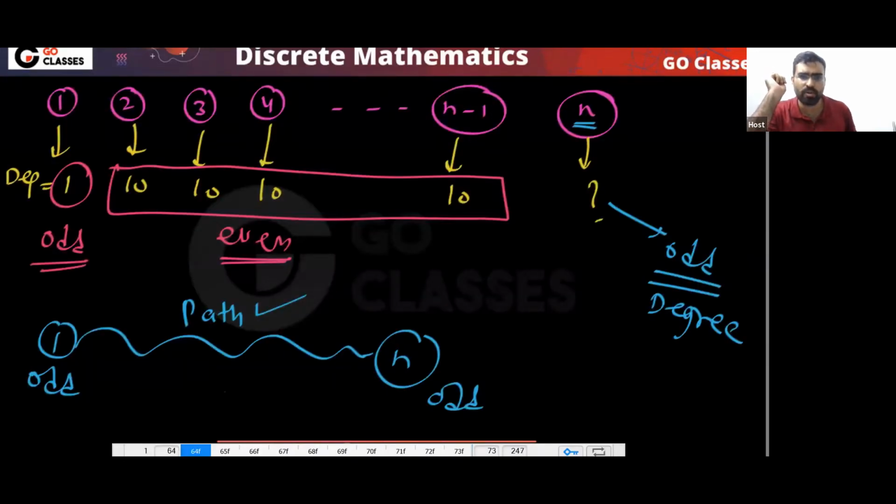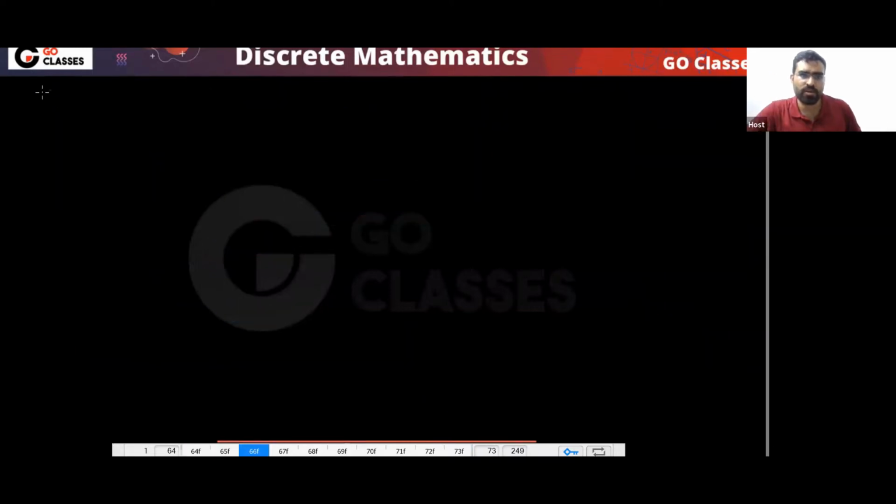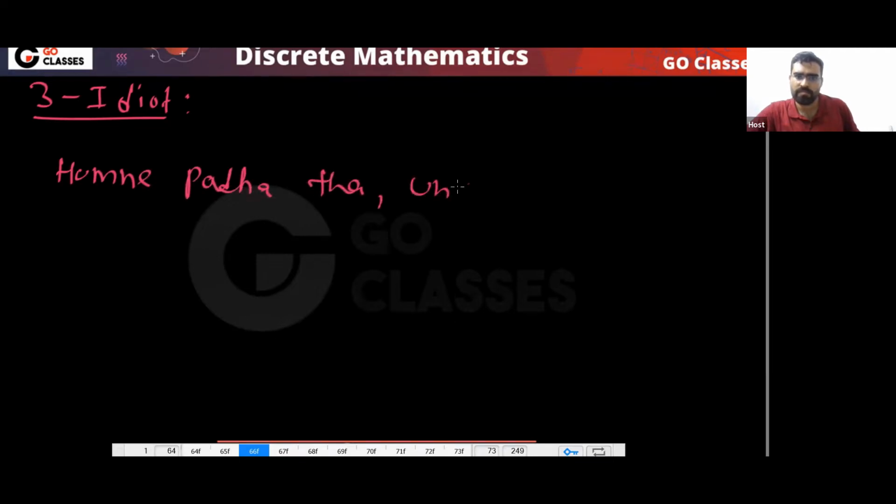Have you heard about this dialogue of Three Idiots? There is a dialogue in the Three Idiots movie. There is a dialogue like this. कि हमने पढ़ा था, उसने अप्लाई किया. This dialogue is there. And this is actually a very interesting dialogue. See, seriously, this is a very interesting dialogue. This is a very important dialogue for the GATE exam also.